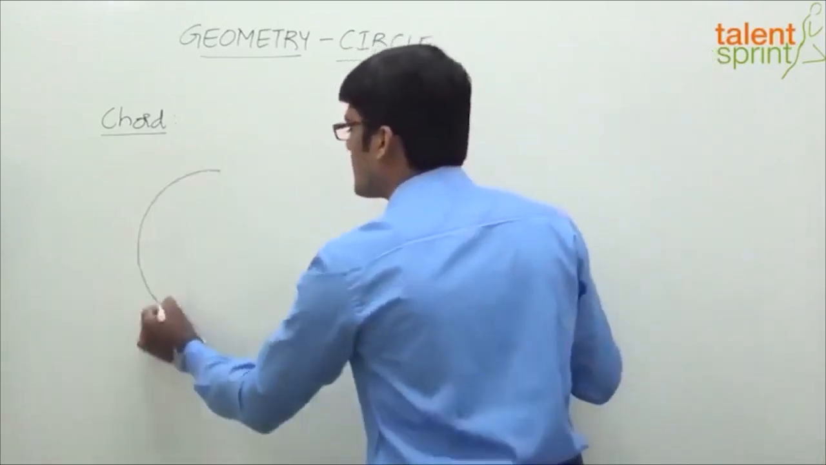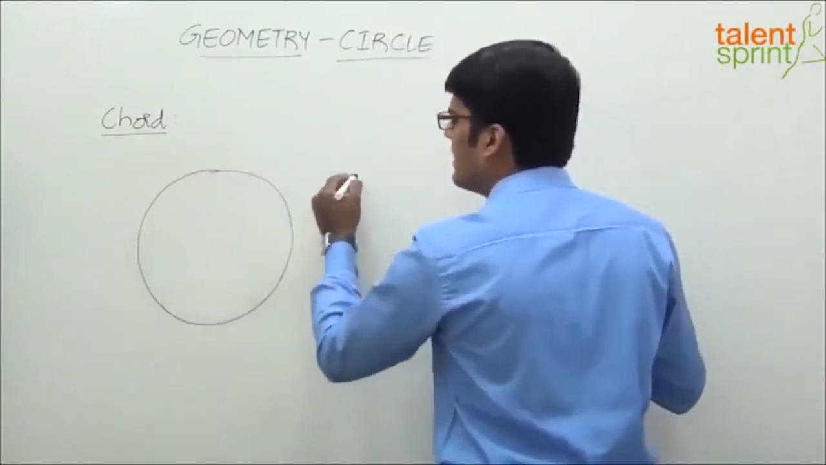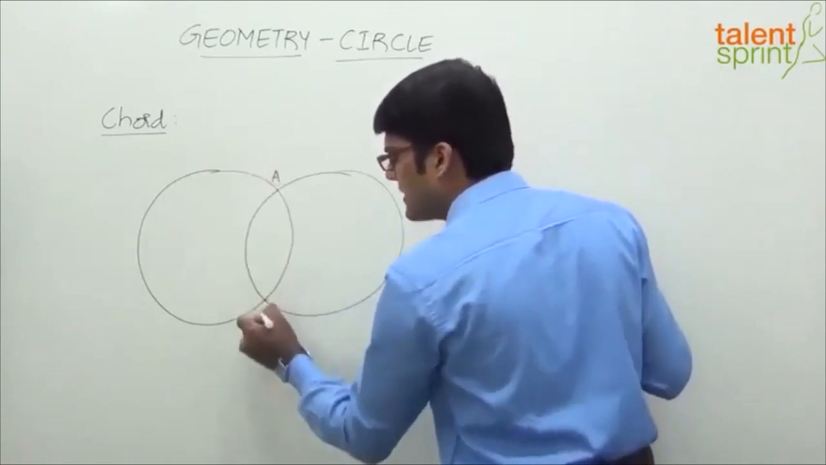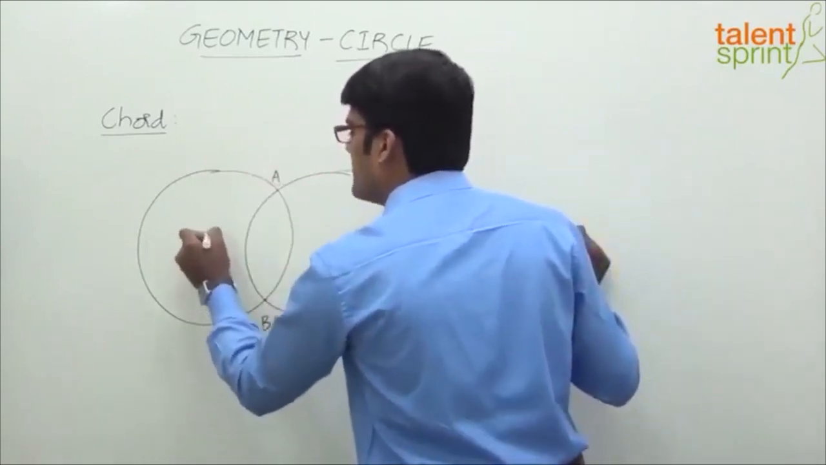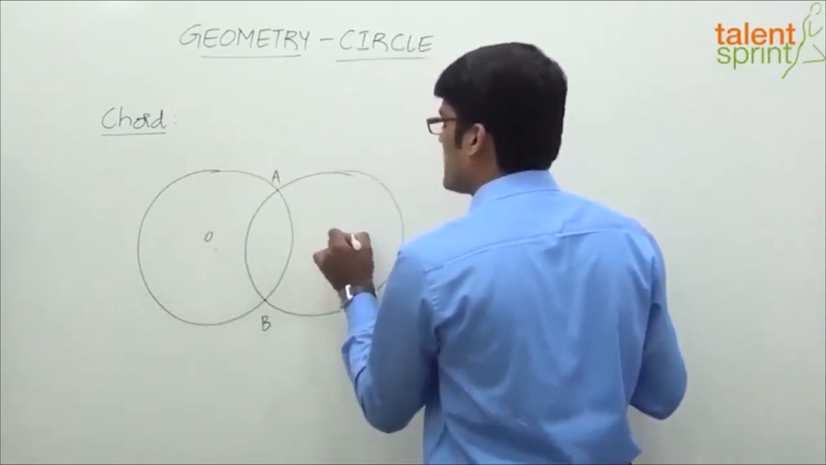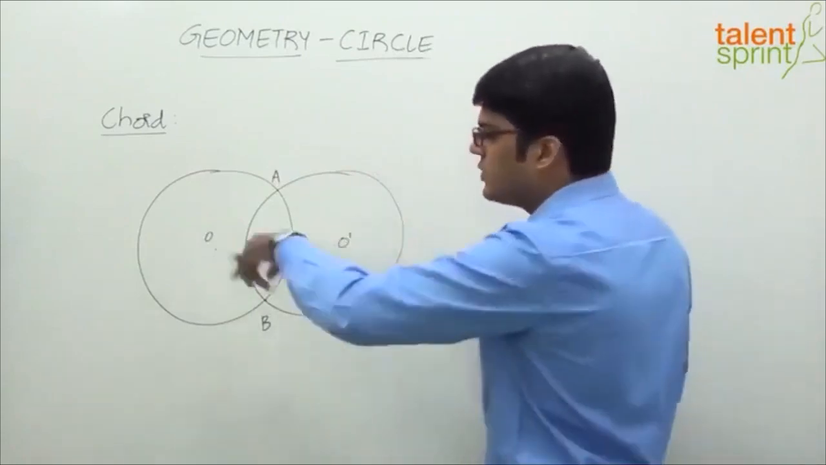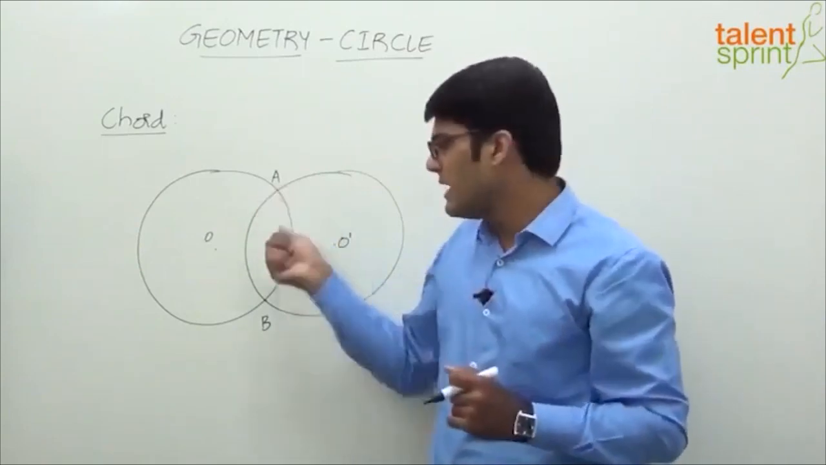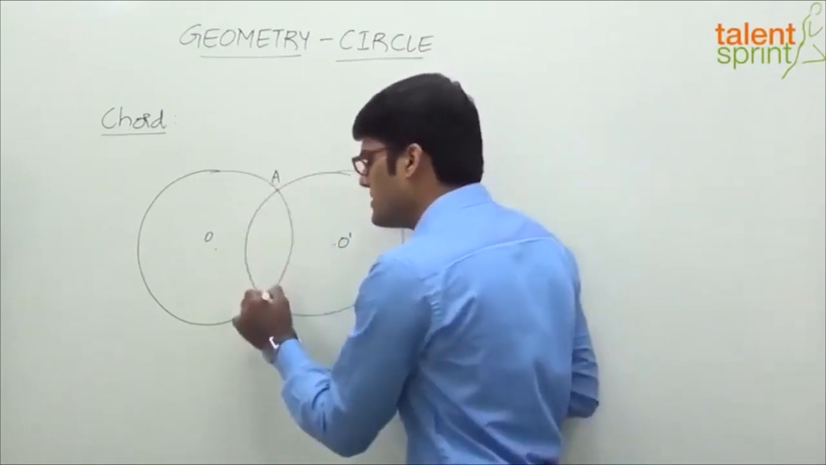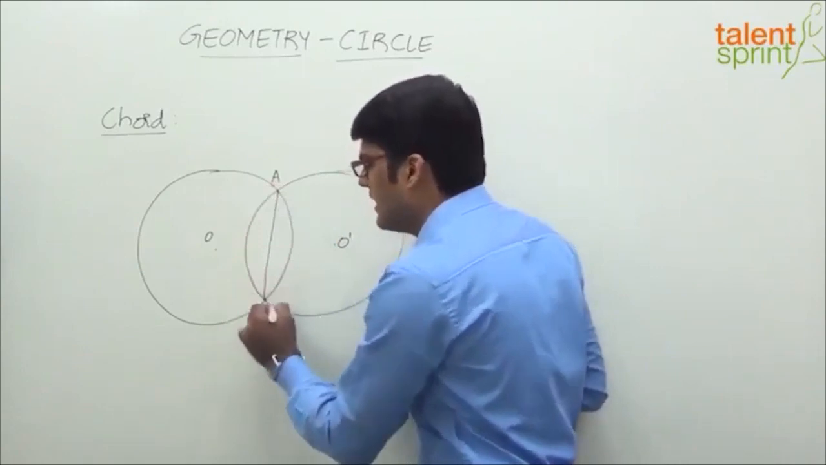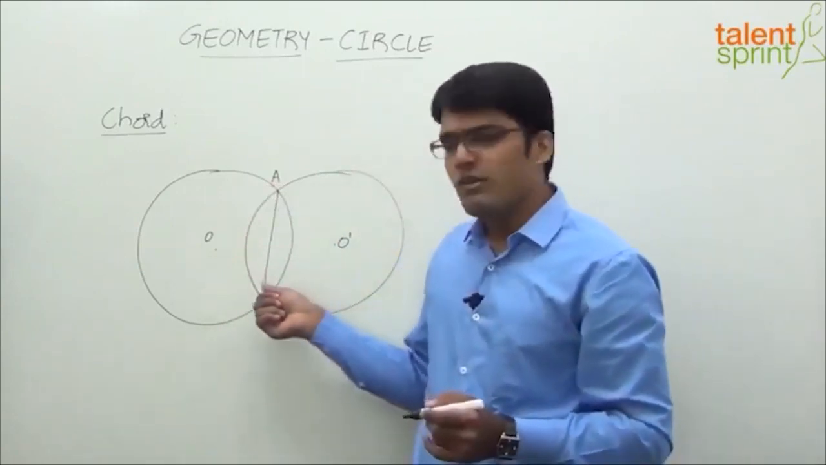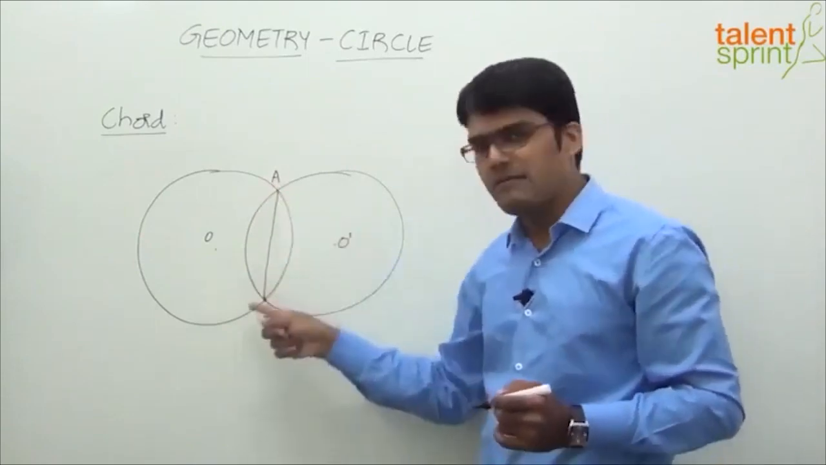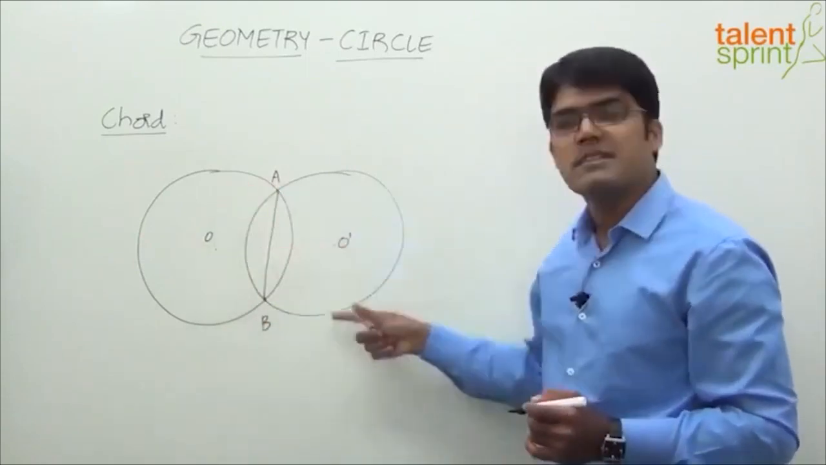So let's say there are two circles, equal or unequal, but they intersect each other. You see A and B are the two intersecting points. Let's say the center of the first circle is O, and the center of the second circle is O dash. When the circles intersect, there will be two points of intersection, A and B. Now if you observe, when we connect AB, it is a common chord. This chord is common for both circles. A and B are points on the circumference of the first circle and also on the circumference of the second circle.